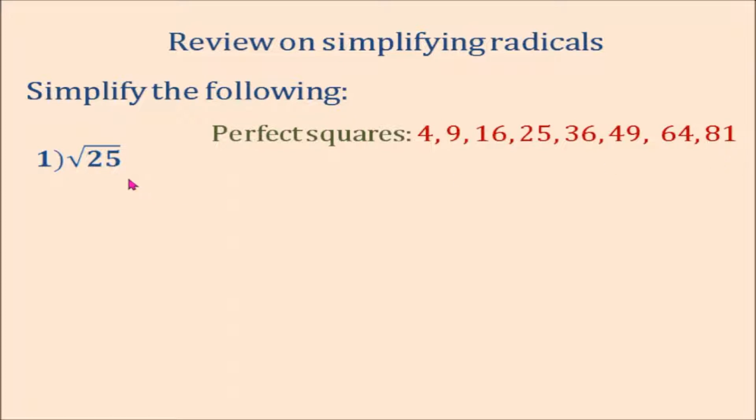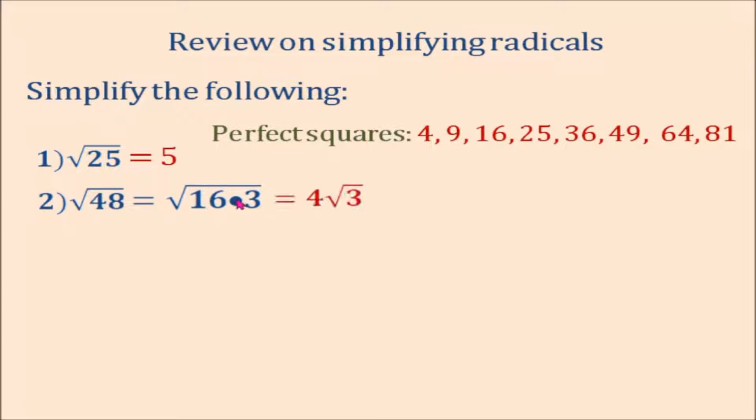So the square root of 25 is 5. Example number 2. Simplify square root of 48. 48 is not a perfect square. However, we can factor 48 such that one of the factors is a perfect square. So it's square root of 16 times 3. And the square root of 16 is 4. And 3 is not a perfect square, so it stays under the square root sign. So our answer is 4 square root of 3.